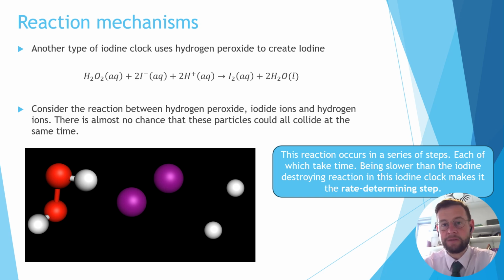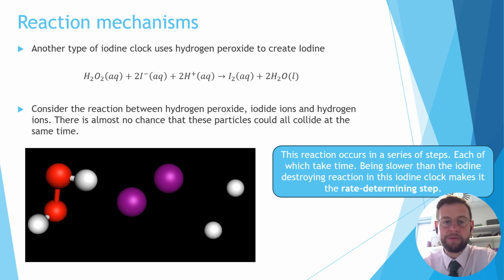Now, there are different ways of doing this experiment, and one of the ways to produce the iodine in the first place is to use this, which is hydrogen peroxide. Now, if we get hydrogen peroxide and we add it to some iodide ions and some hydrogen ions, then what we get is iodine and water being produced.